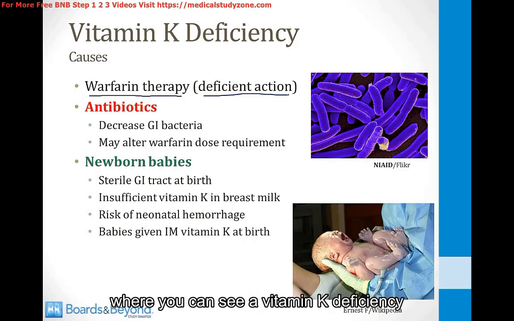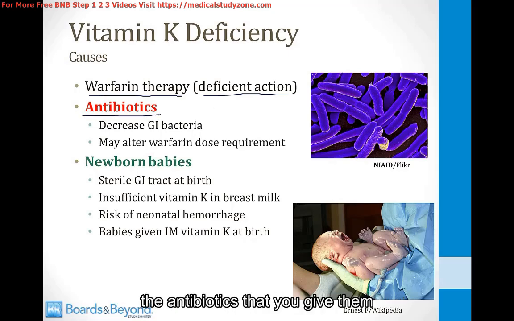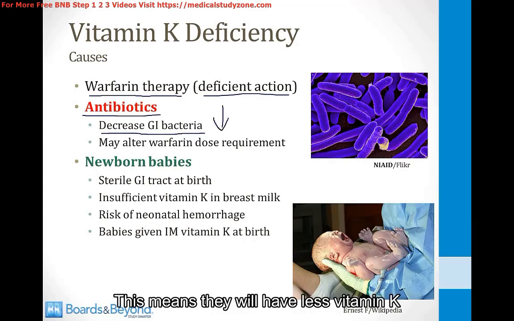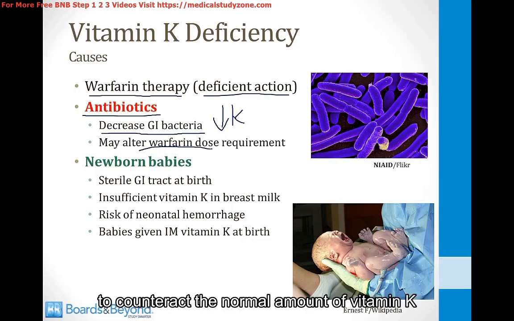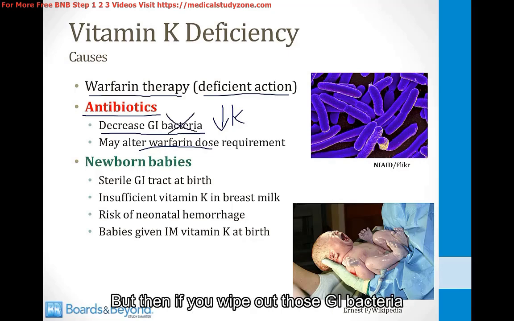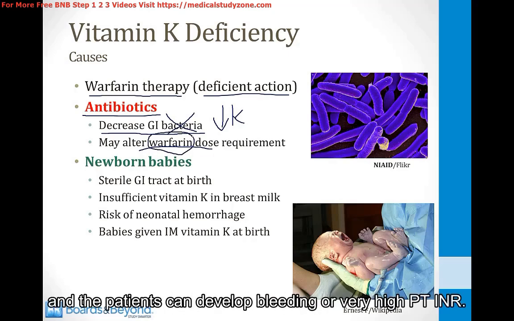Another clinical scenario where you can see a vitamin K deficiency is among patients taking antibiotics. The antibiotics that you give them to treat a dangerous infection can also decrease their GI bacteria. This means they will have less vitamin K coming from the GI tract. This can alter the warfarin dose in patients taking warfarin. So you give patients enough warfarin to counteract the normal amount of vitamin K in their diet and coming from their GI bacteria. But then if you wipe out those GI bacteria with an antibiotic, suddenly that warfarin dose is too high and the patients can develop bleeding or a very high PT-INR.